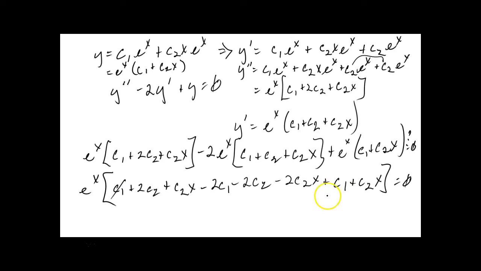C1 plus C1 is 2C1 minus 2C1 is 0. Here we have a 2C2 minus 2C2, that's equal to 0. Here we have a C2x plus C2x, that's 2C2x minus 2C2x, that's equal to 0. So sure enough, the right-hand factor is 0 times e to the x, which is never 0, by the way. That's going to be equal to 0. So sure enough, that works.